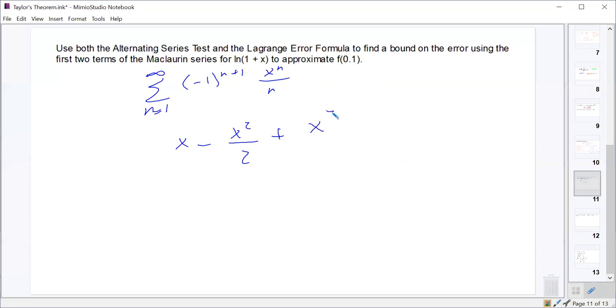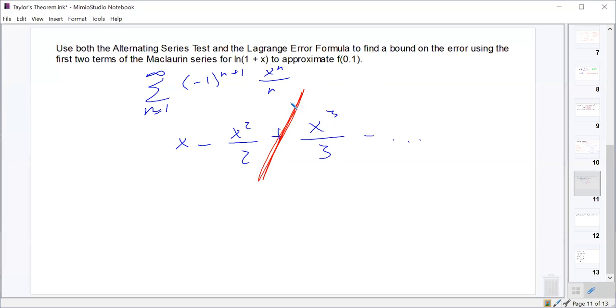X cubed over 3. Everybody agree with that? And so on. But what are we doing? We're truncating it right here after just 2 terms.